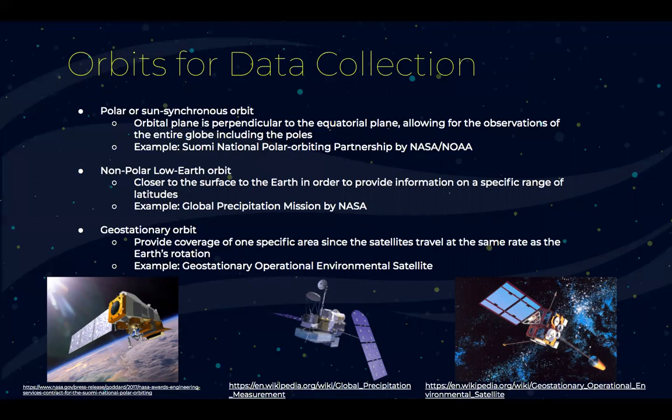And lastly, a geostationary orbit is another orbit that is used for remote sensing. This orbit is used to provide coverage of one specific area, as the satellite travels at the same rate as the Earth's rotation, meaning it rests over one location on the Earth. The Geostationary Operational Environmental Satellite, which is operated by the United States NOAA, uses this specific orbit, and its pictures below are shown respectively from left to right.